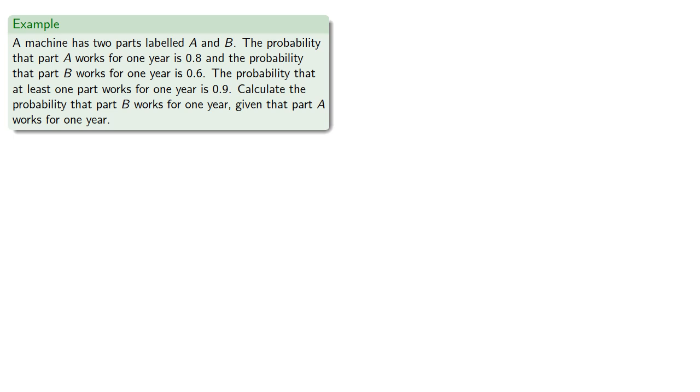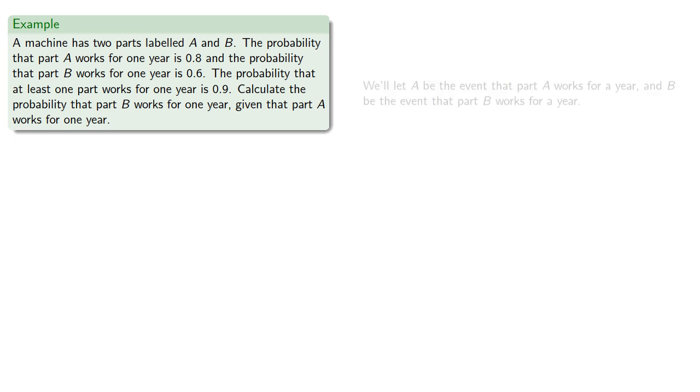For example, suppose a machine has two parts labeled A and B. The probability that A works for a year is 0.8, and the probability B works for a year is 0.6. The probability at least one part works for a year is 0.9. Calculate the probability that part B works for a year given that part A works for a year.